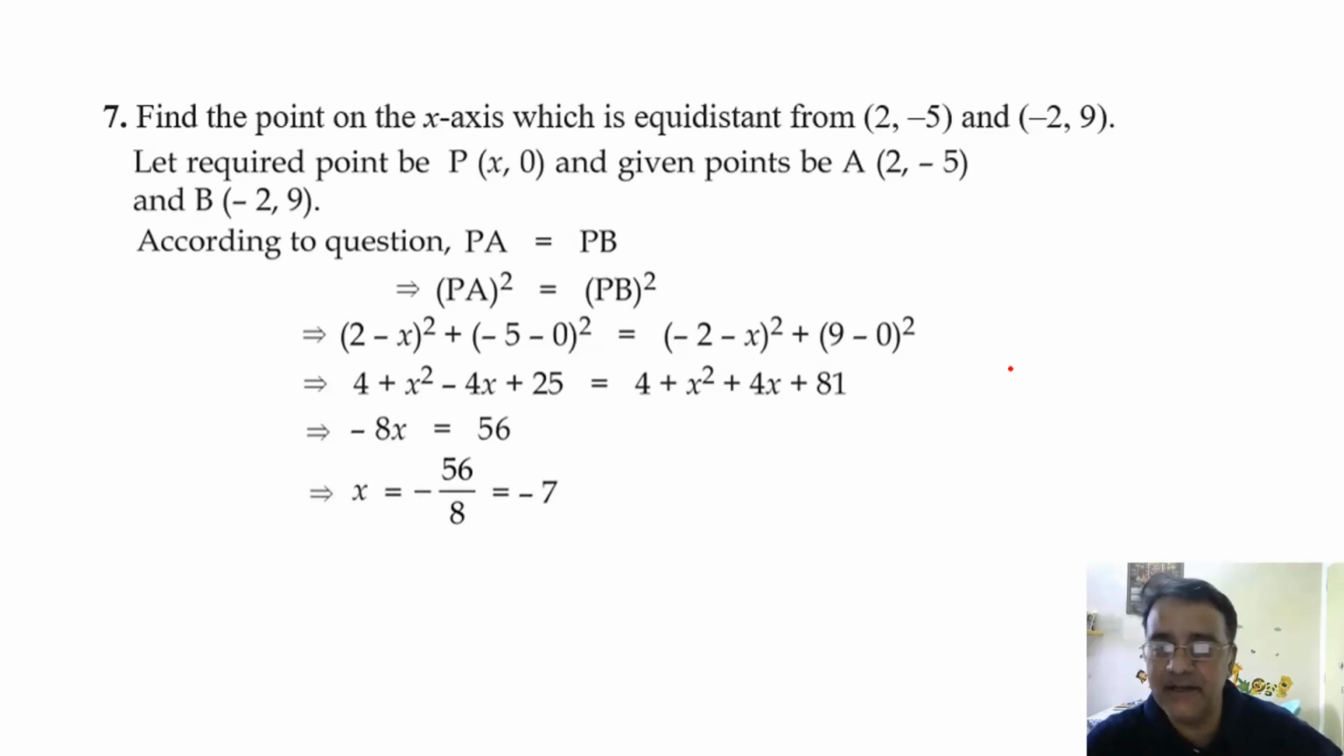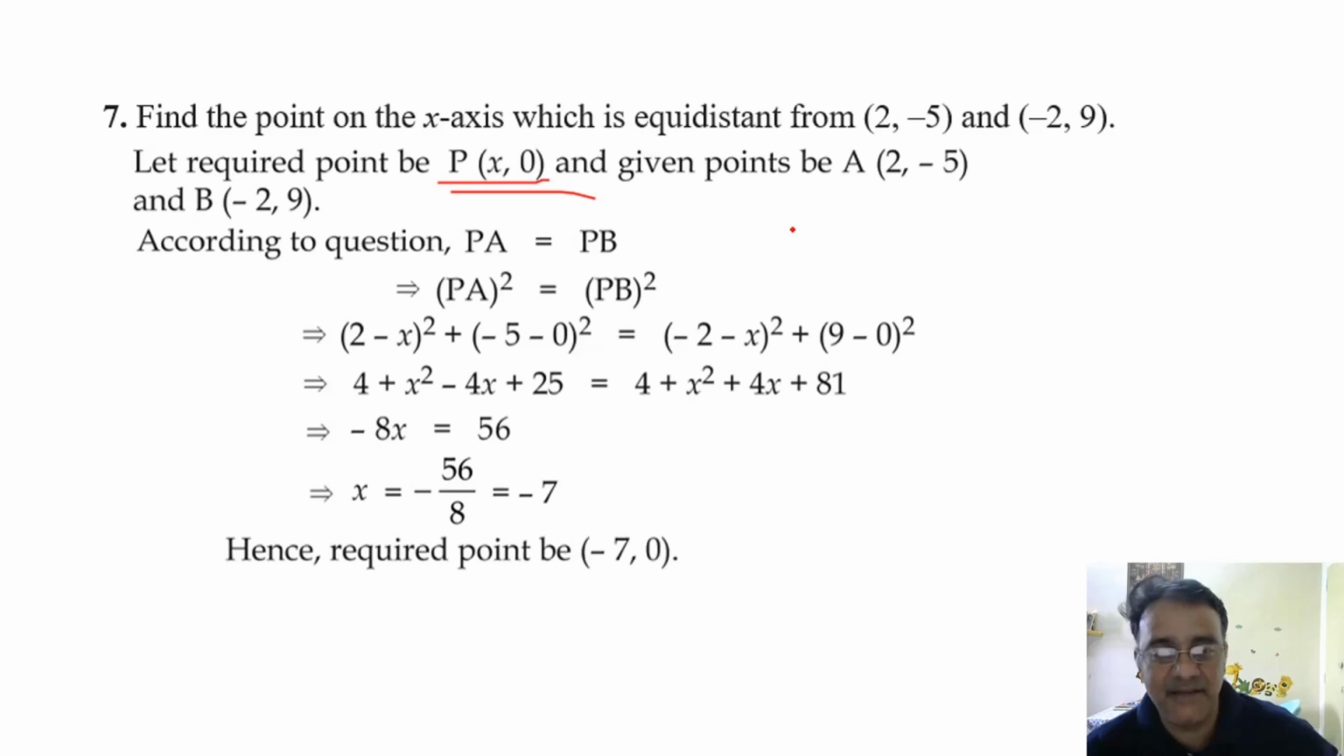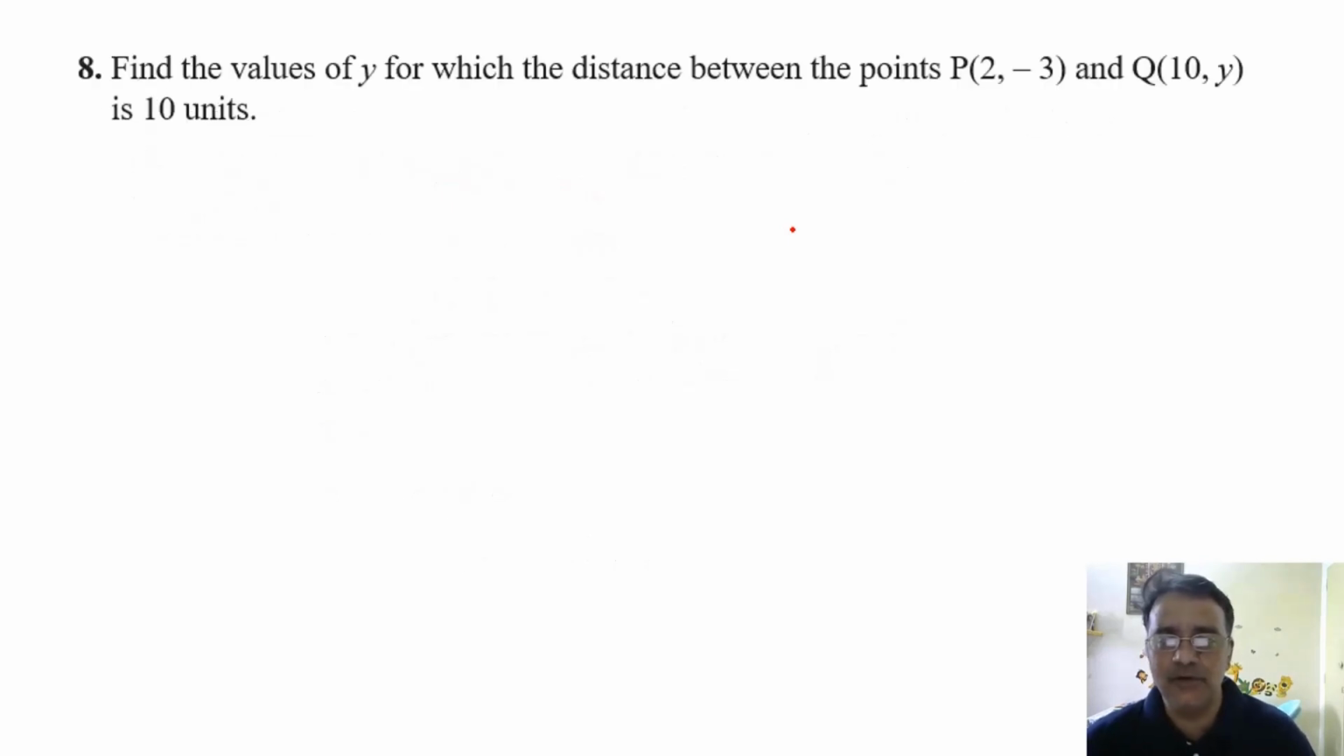And यहाँ पर कुछ लोग क्या करते हैं, x का वैल्यू निकाल के छोड़ देते हैं. They will lose half marks because we have to write the answer in terms of point only. So what is the required point? -7, 0. Yes, -7, 0. Any doubt in this question? No, sir. Okay, so we'll move towards one more question.